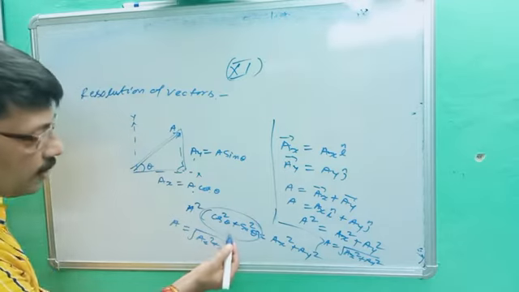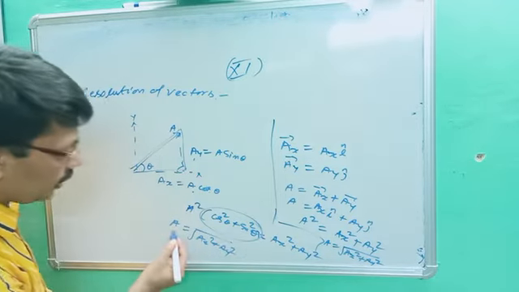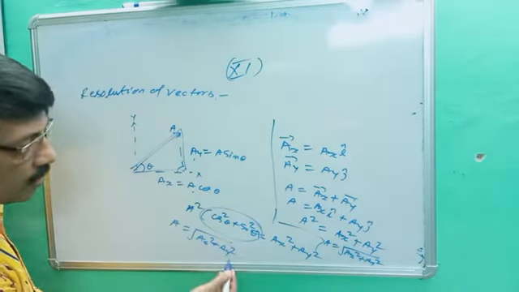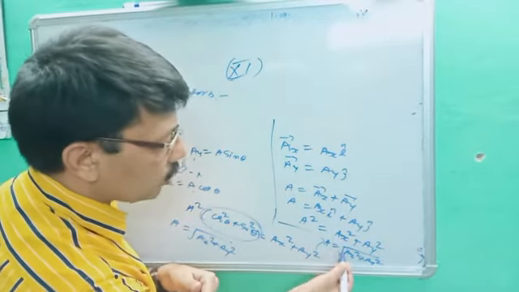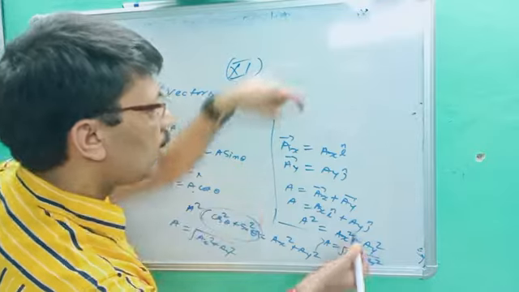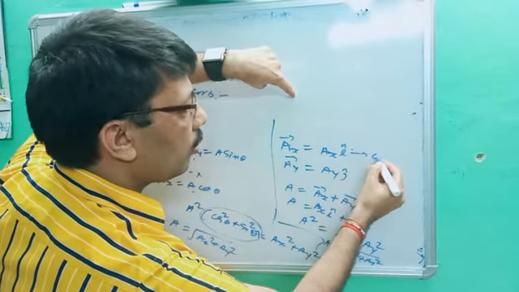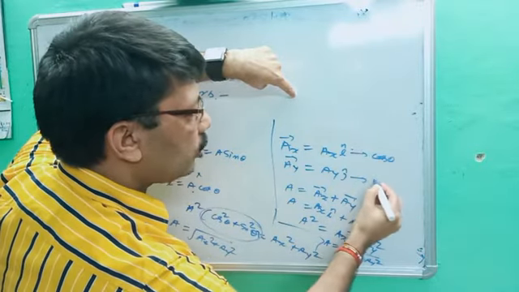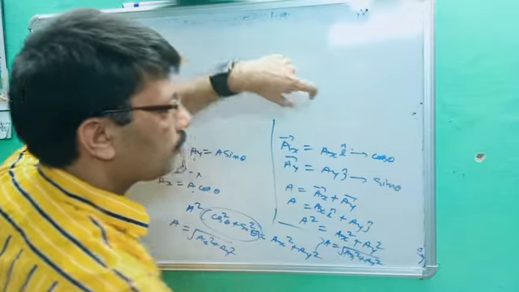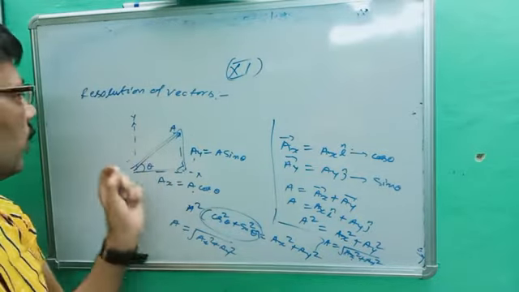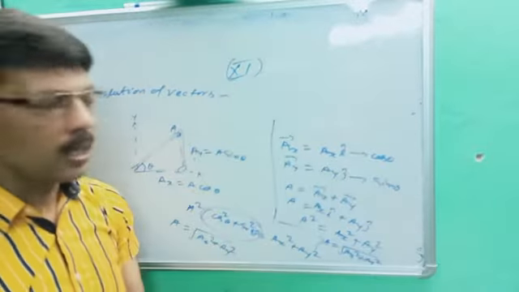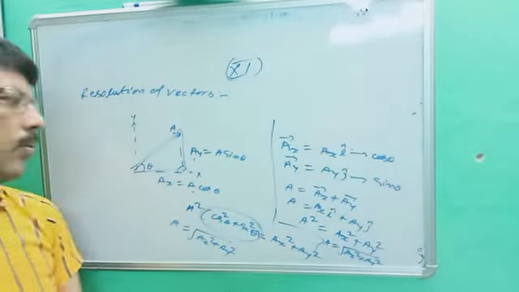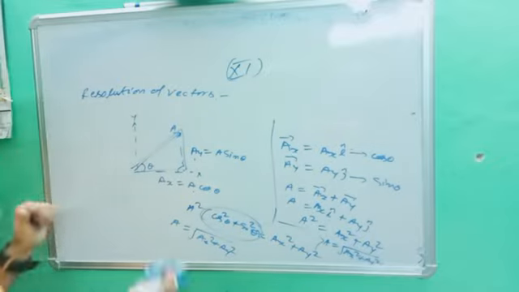See here, if you are thinking about sin theta and cos theta, your answer is A is equal to under root ax square plus ay square. If you are thinking about i cap and j cap, again you are getting A is equal to under root ax square plus ay square, but you have to convert into i for cos theta and j for sin theta. So there are two ways by which you can resolve the vector: in sin theta or cos theta, or i cap and j cap. I think this is much easier compared to this. So this is all about your resolution of vector.